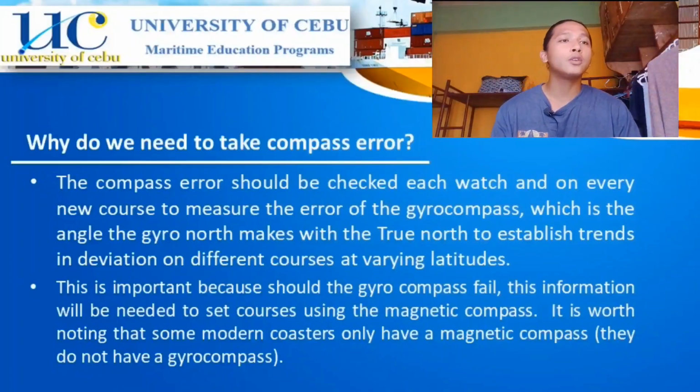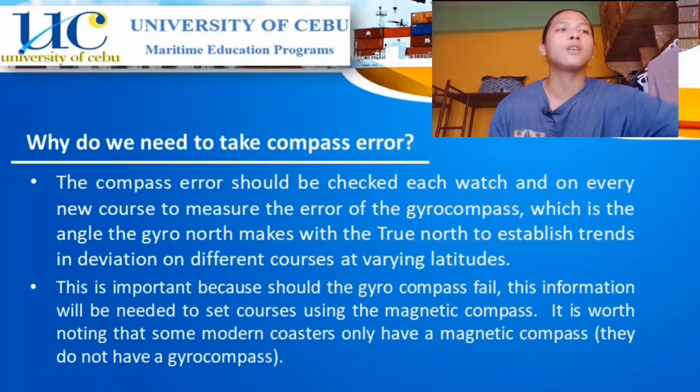So, why do we need to take compass error? The compass error should be checked each watch and on every new course to measure the error of the gyro compass, which is the angle the gyro north makes with true north, to establish trends in deviation on different courses at varying latitude. This is important because should the gyro compass fail, this information will be needed to set courses using the magnetic compass.